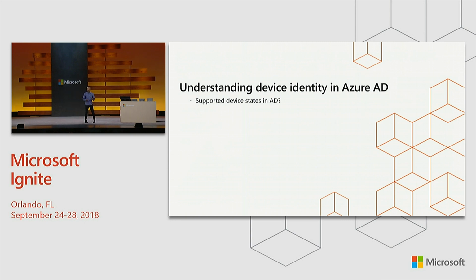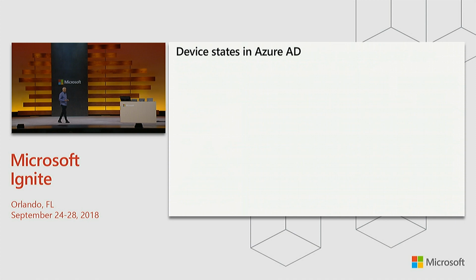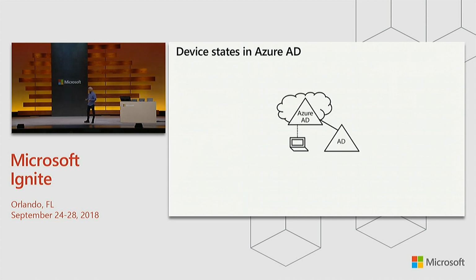Now let's get into understanding the device identity, meaning what are the different states we have in Azure AD. The first thing we start off with is Azure AD join, a very simple path here, where the device has a sole trust that is established and built with Azure AD. It is not joined to your on-premises AD. It is joined to your Azure AD tenant. And that state is referred to as Azure AD joined.